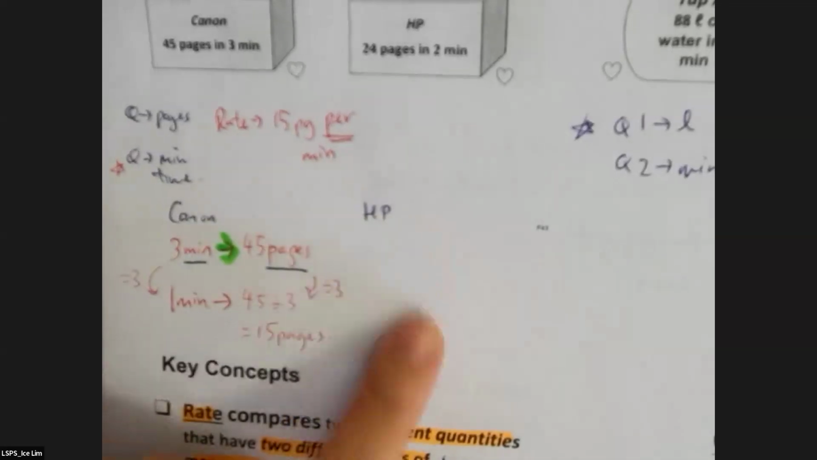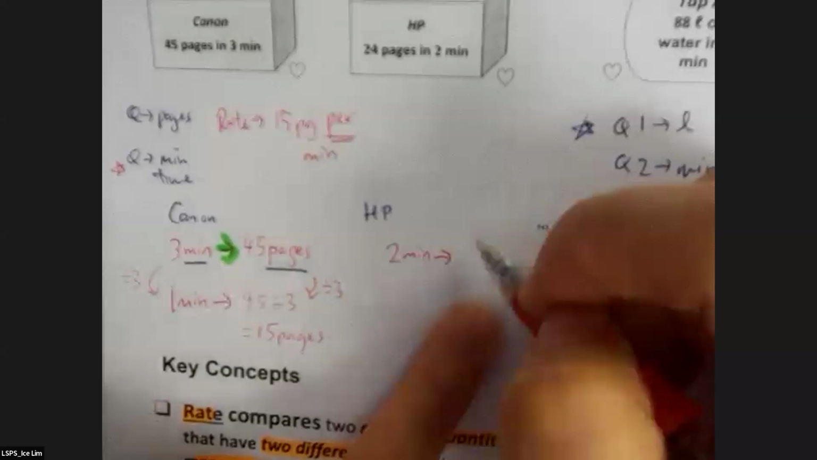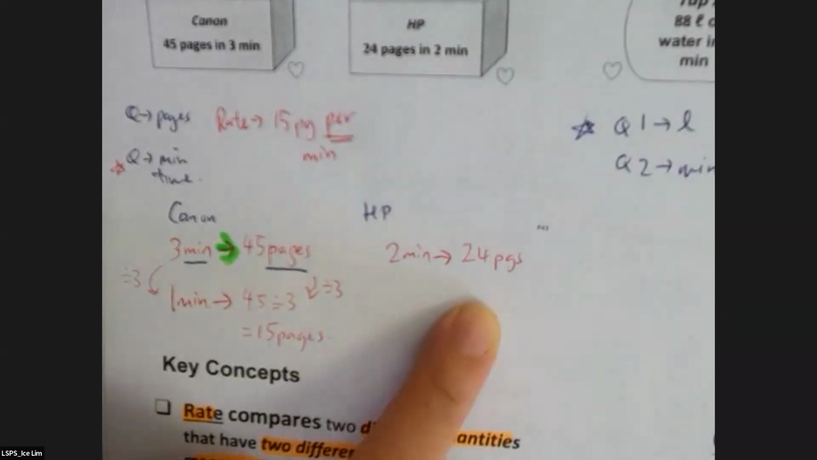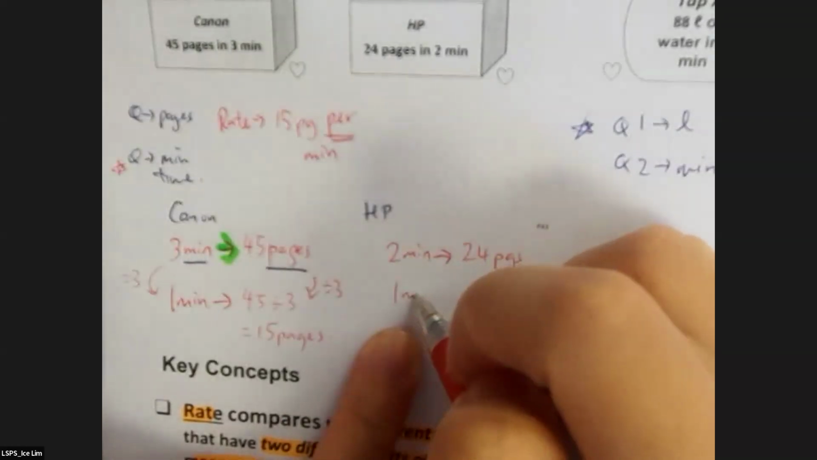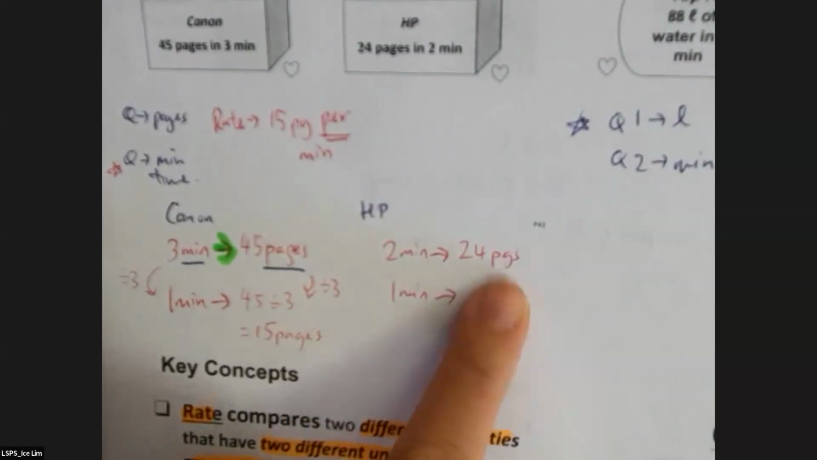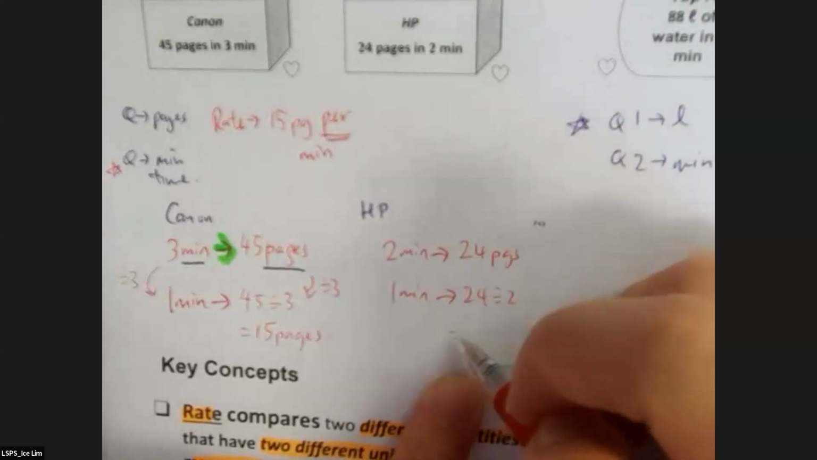For the HP, 2 minutes is equivalent to 24 pages. You try to read through this in your head. So 1 minute is like an equivalent ratio. I divide by 2 here, I can divide by 2 on the other side. So 24 divided by 2 is 12.